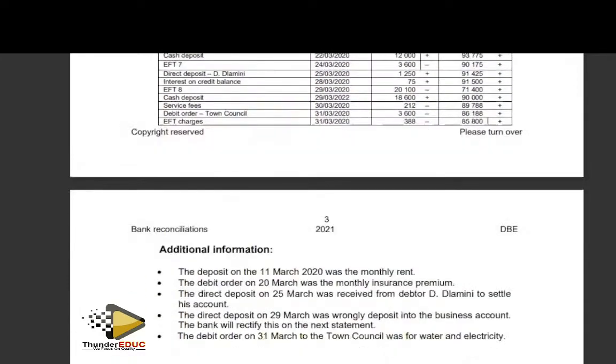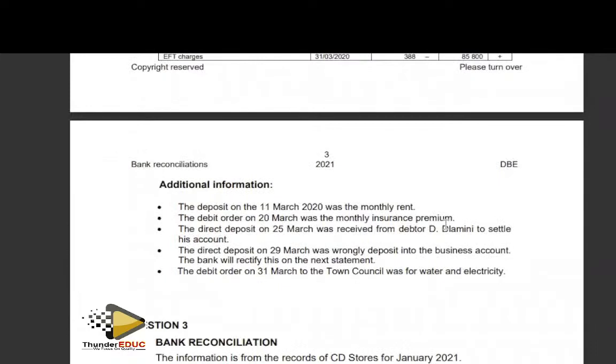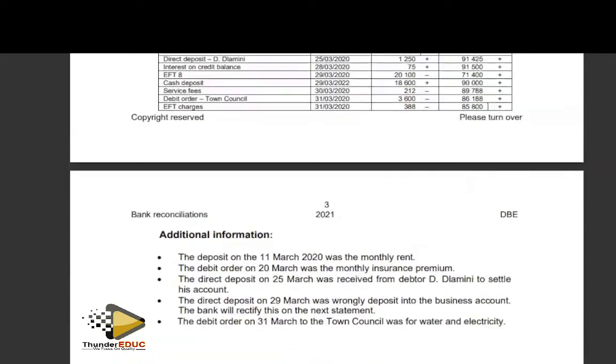So let's check. They're saying the deposit on the 11th of March was monthly rent, the deposit on monthly insurance premium. I'm checking that 5,000, the direct deposit of 29 March. Nothing has been said about this deposit. So I'm just going to tick it off, okay?